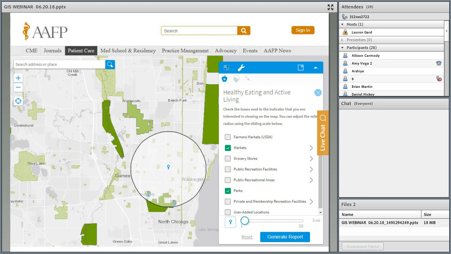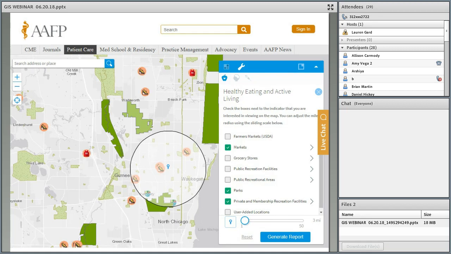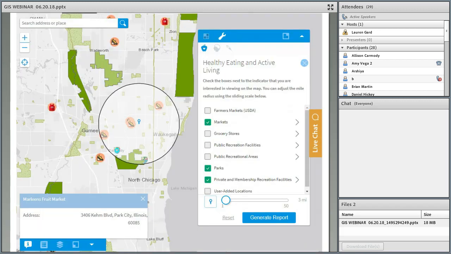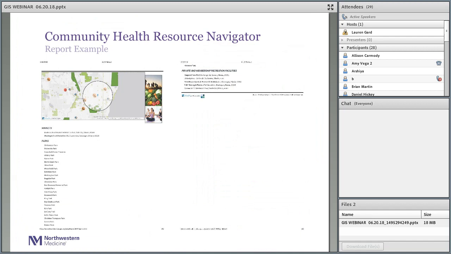Here's some parks that are in your area, some places where you can go and be physically active. And when the brutal Chicago winter comes, you don't have to stop being active because here's some gyms in your area that you could, in theory, join and keep moving and keep working towards your goals. If you scroll over each one of those individual resources, you'll get a bit more information. And then you generate your report, and this will print.